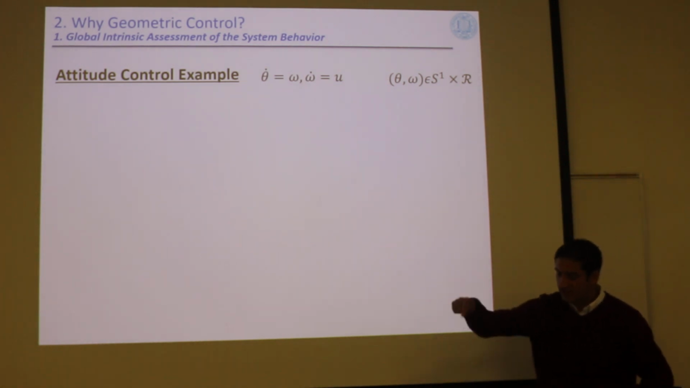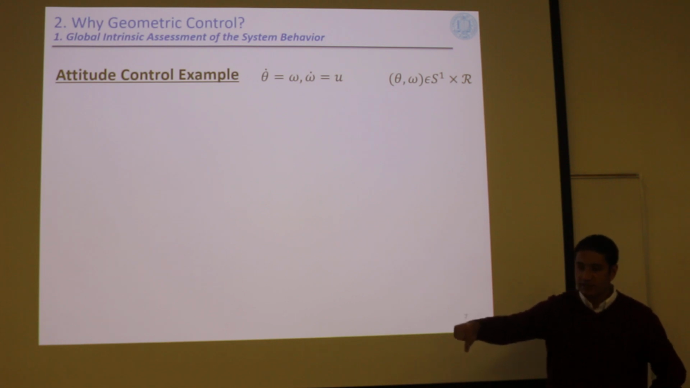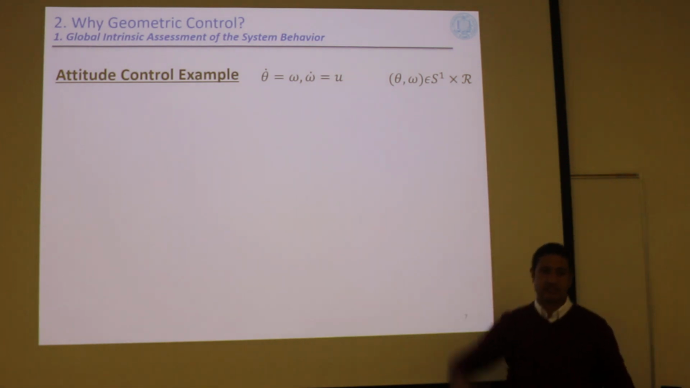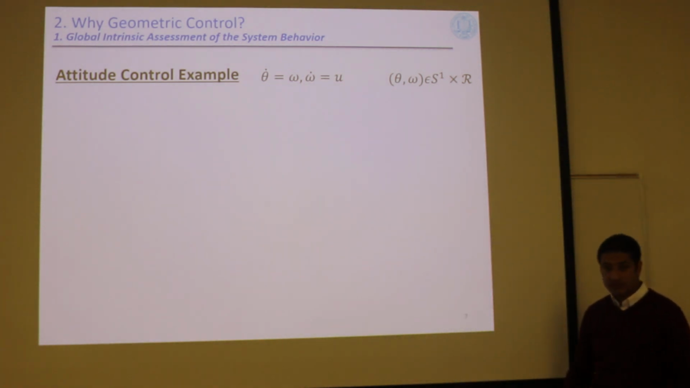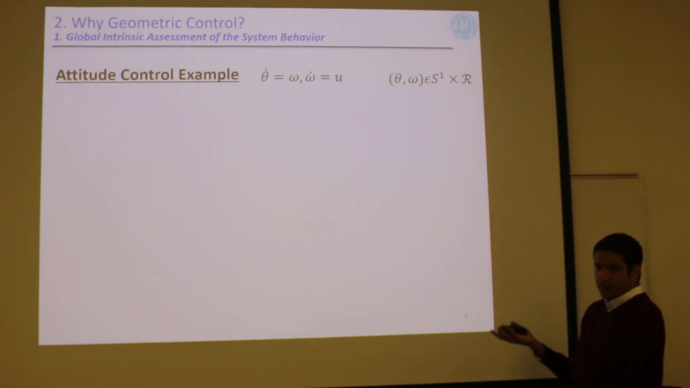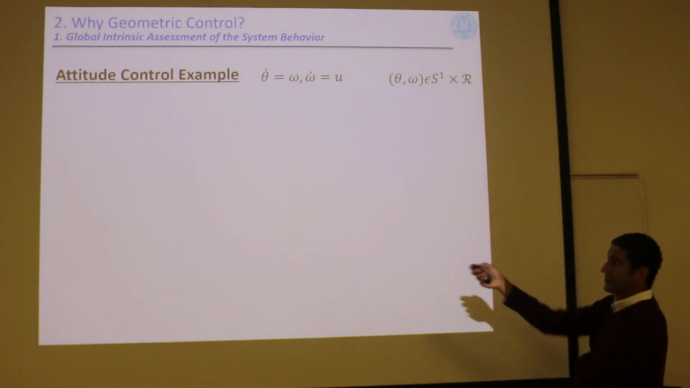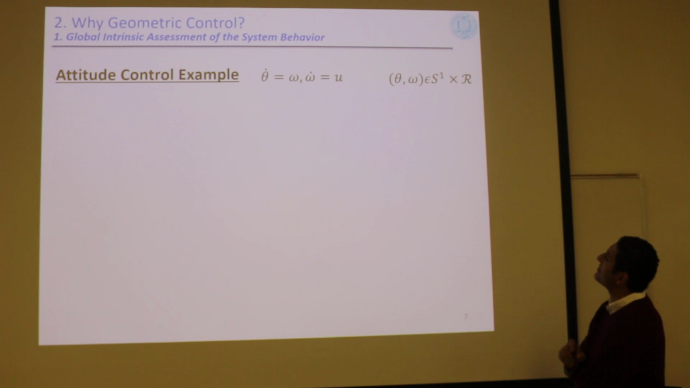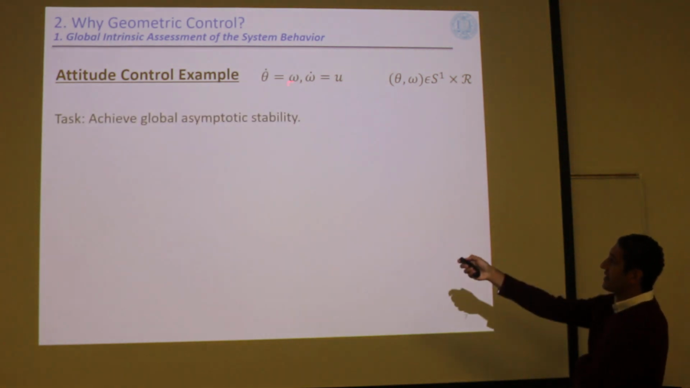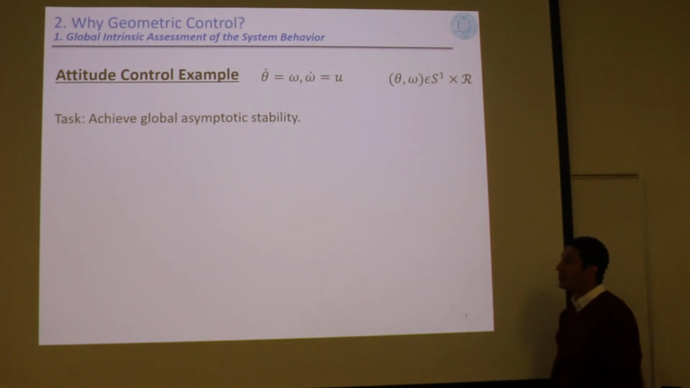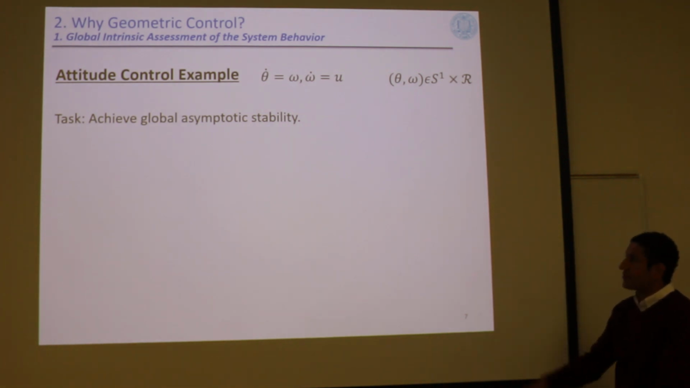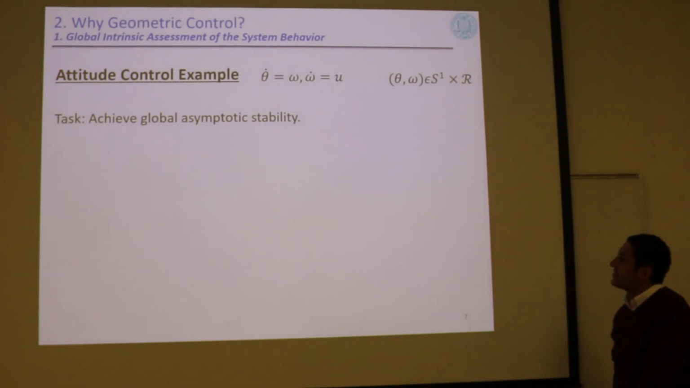Because it's a circle, and at each point in the circle, you have a real line. So this is a cylinder, an infinite cylinder. Okay, this is your state space. Okay. It's a curved space. This is a linear system, very simplistic. And we need to achieve this task, which really I can give to an undergrad, even not a senior undergrad, even like in the second year, right?